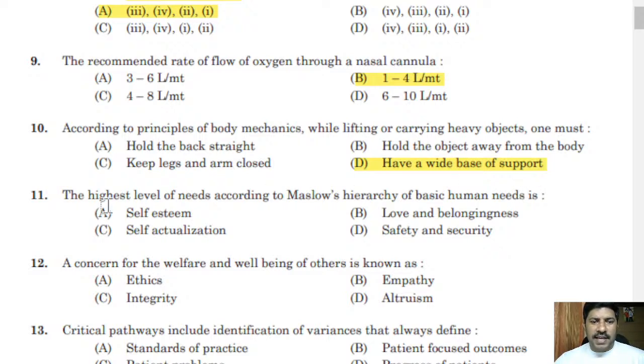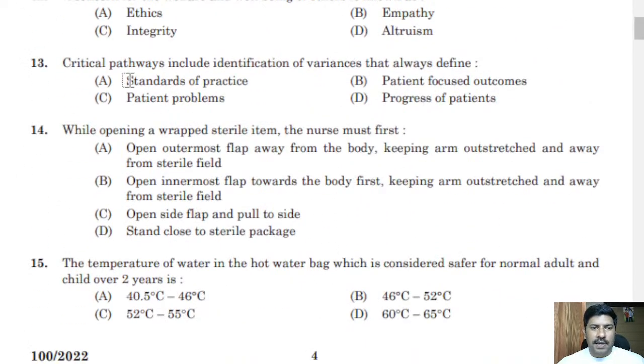Then 11th question, the highest level of needs according to Maslow's hierarchy of basic human needs. Correct answer, self-actualization. Critical pathways include identification of variances that always define. Correct answer is option B, patient-focused outcomes. If you understand critical pathways, you can answer here. For CPR and all, there is a stepwise plan for each procedure that is mentioned here. That is known as critical pathways. So the correct answer is patient-focused outcome.